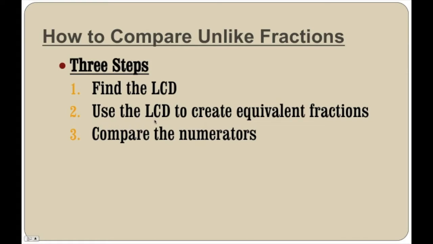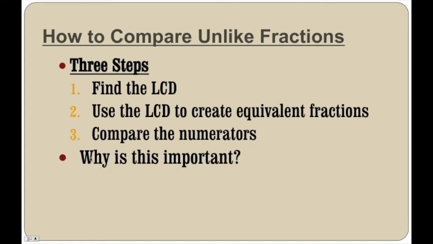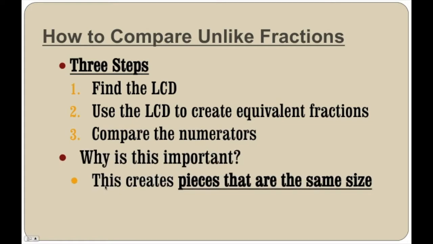Because once we've used the LCD to create equivalent fractions, then all we have to do is look at the numerators, because that's really just creating like fractions. So why is this important? Because this creates pieces that are the same size. We can only compare and add and subtract fractions if we're talking about pieces that are the same size. And I tell my students that all the time. It's so important to remember that fact. That's why you're creating equivalent fractions. And that's why you're finding the LCD in the first place.